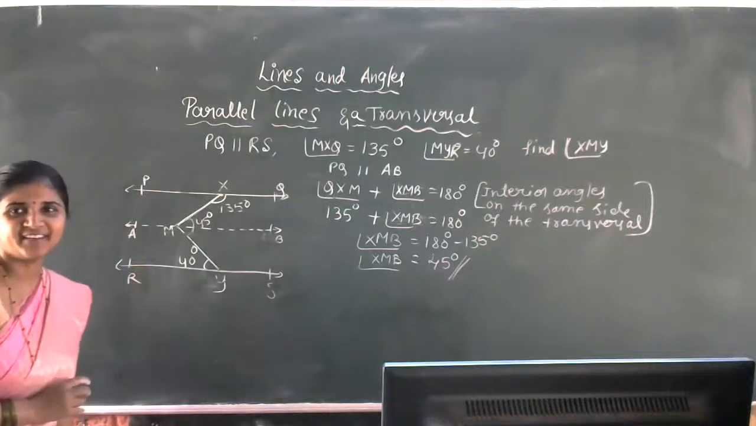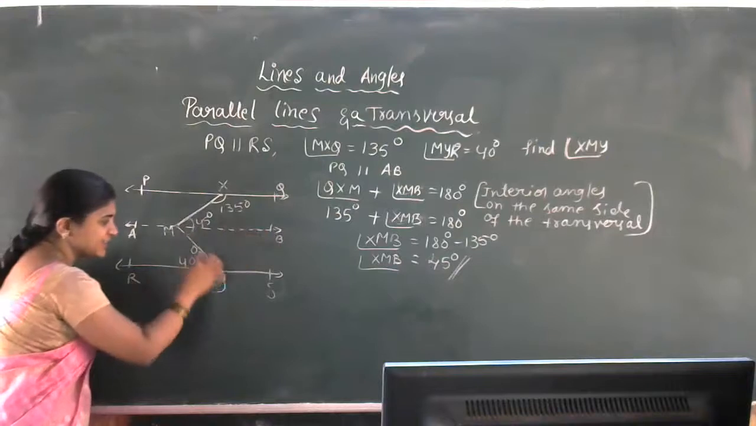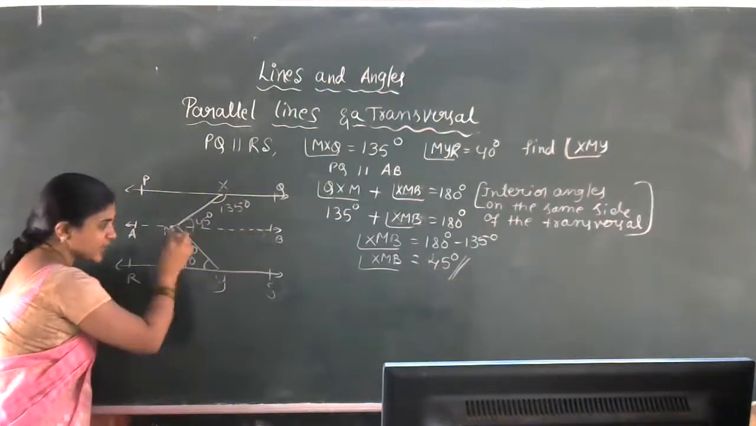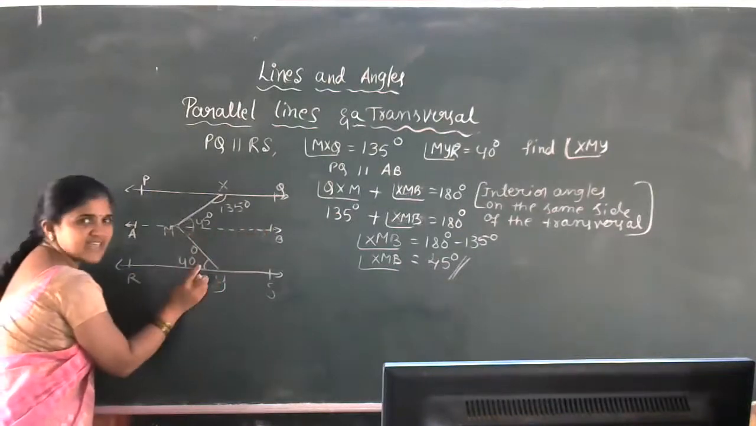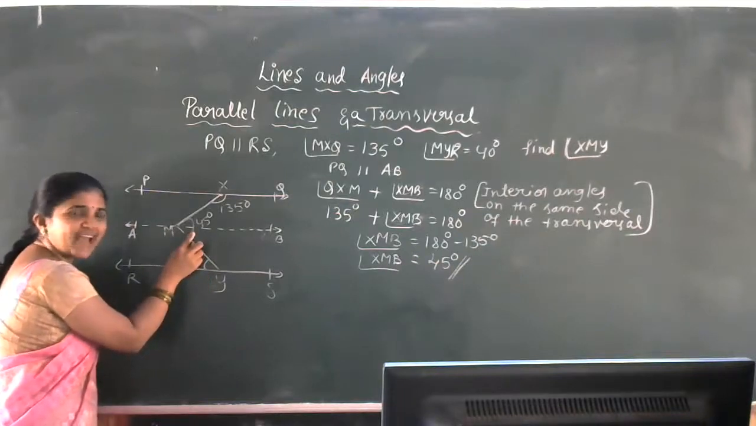YMB, very simple. Alternate angles. Are you observing the Z shape here? Yes, you can observe the Z shape here. If this angle is 40, then this is also 40 now. Interior alternate angles. Very good.